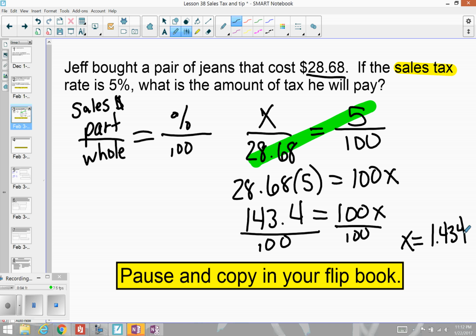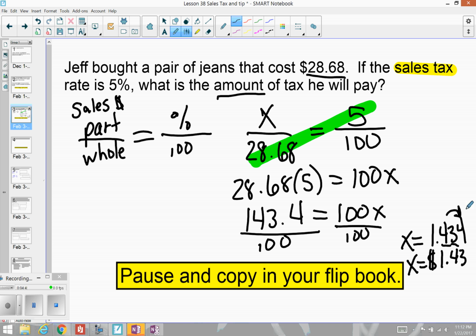1.434. But since we're talking about money, because it's what is the amount, then we need to only have two places after our decimal value. So therefore, what we really need is that x is equal to, for tax money, $1.43 because the 4 tells the 3 to go ahead and stay the same, stay where you're at.